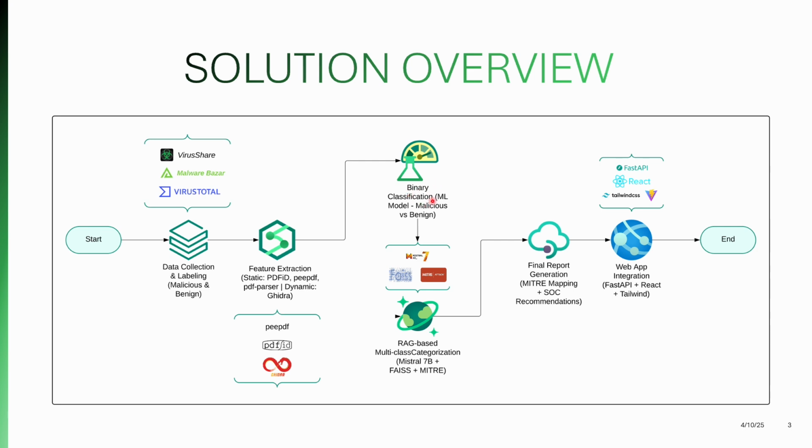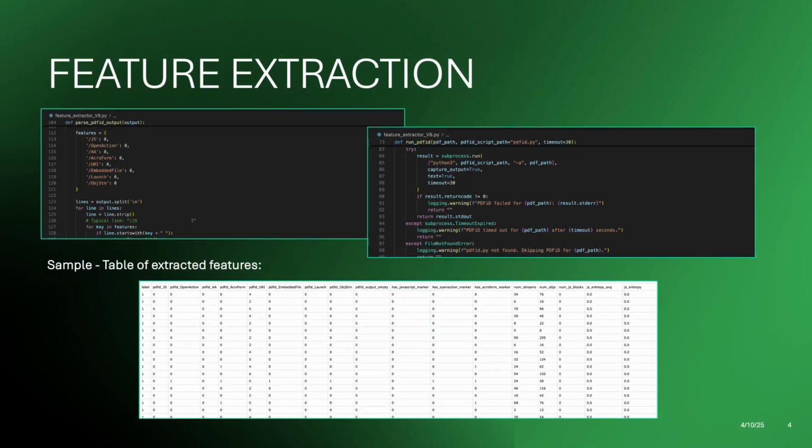If it's malicious, the system digs deeper. It uses AI, specifically a Mistral 7 billion language model supported by a malware knowledge base, to analyze what kind of attack it is and also suggest response actions mapped to MITRE ATT&CK techniques. For complex files, it even reverse engineers embedded payloads using Ghidra to find system API calls or obfuscation. Finally, all this is presented back to the user as a clean, readable report through a fast and responsive web interface.